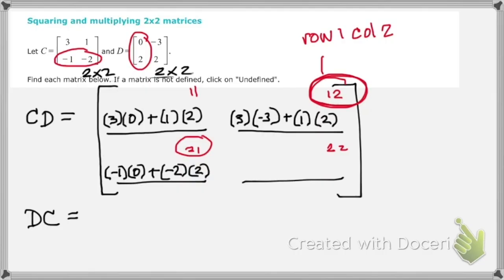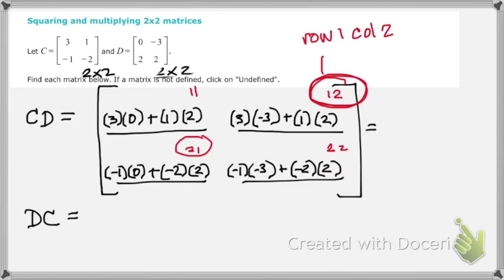See it? Really stop and see if you can predict. What am I going to plug into this space here? Row 2, column 2. Okay, so that's going to be negative 1 times negative 3 plus negative 2 times 2.